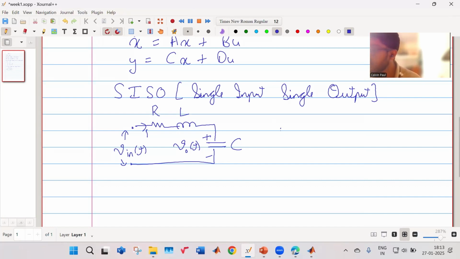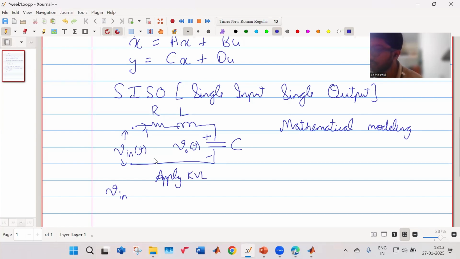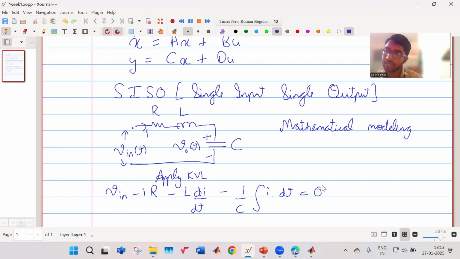So first we do the mathematical modeling. We have my input. We will apply KVL. We apply Kirchhoff's voltage law to the system. We have V input minus I into R, minus the voltage across the inductor, which is L di by dt, and minus the voltage across the capacitor, which is 1 by C integration of I into dt, equal to 0.